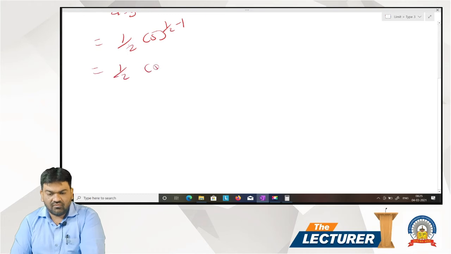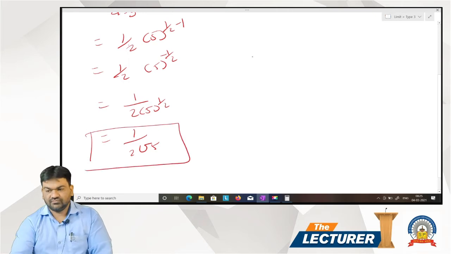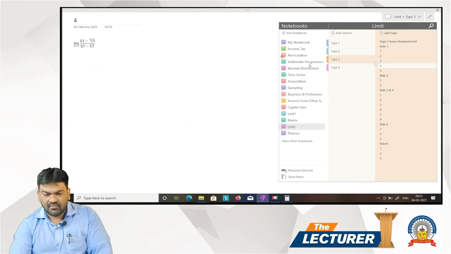1 by 2, 5 raised to minus 1 by 2. To remove the minus from the power, it goes to the denominator: 1 by 2 means root 2, multiplied by root 5. This is your answer. Next, example number 4.